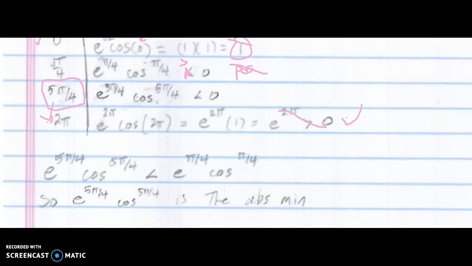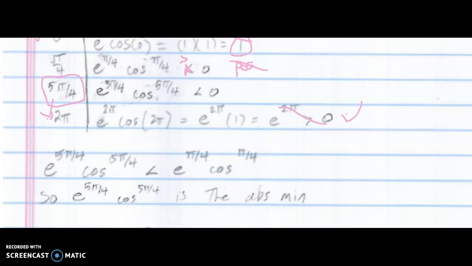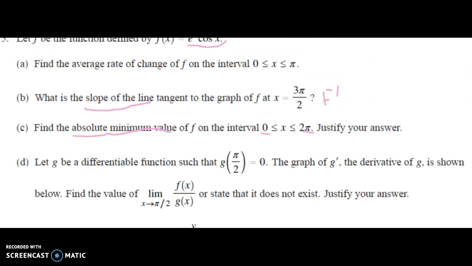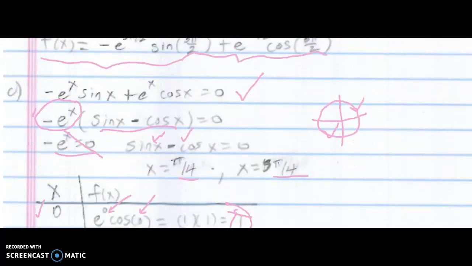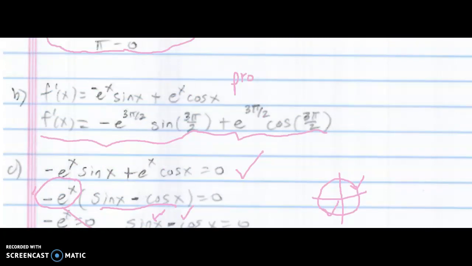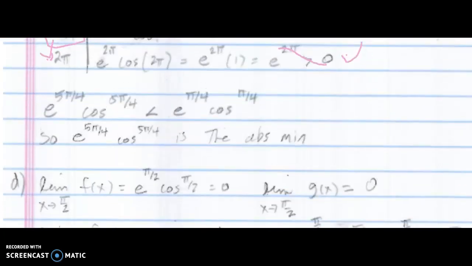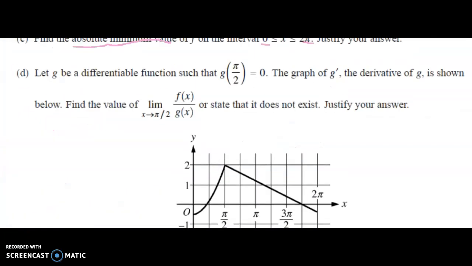And then I think I did a comparison. E to the 5 pi over 4 is less than, I don't really know why I had to do that. I think because I had a mistake in my work up here and said that there was a negative there. I don't think the function itself was negative. Let me go back up here. Nope. Okay. Yeah, so that's good for the absolute minimum.